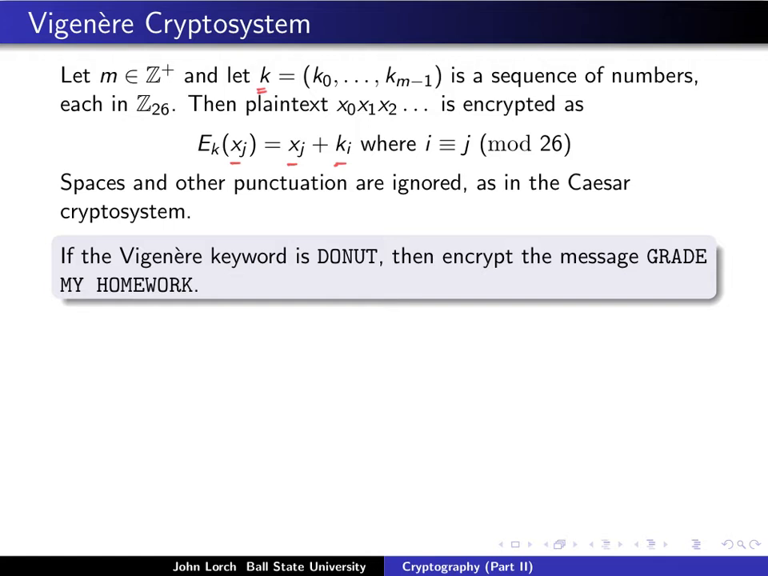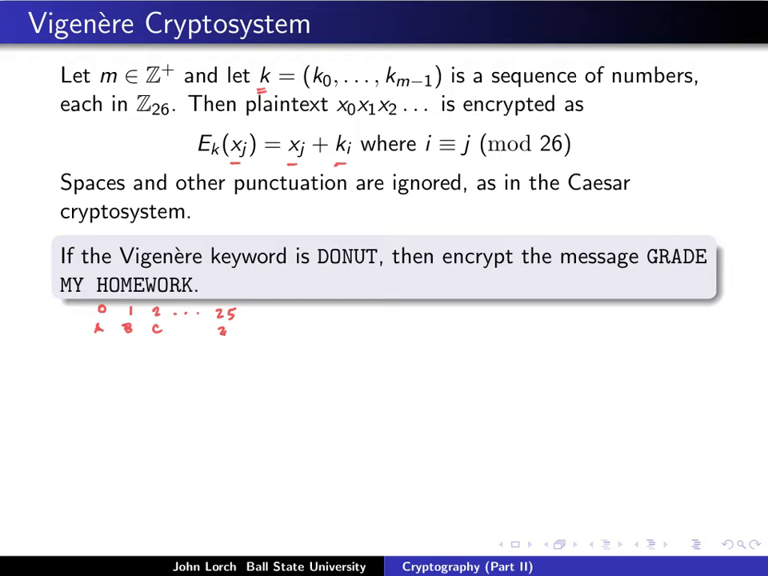All right, to get a feeling for this, let's use the Vigenère keyword donut to encrypt the message, grade my homework. First, somewhere on a piece of paper, it's good to have written down our standard list of how numbers are associated with letters. So A is associated with the number 0, 1 is associated with the letter B, 2 is associated with the letter C, and so on and so forth. And then finally, 25 is associated with the letter Z. It's a good idea to have that written down somewhere.